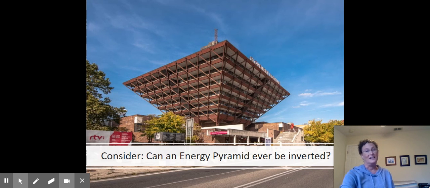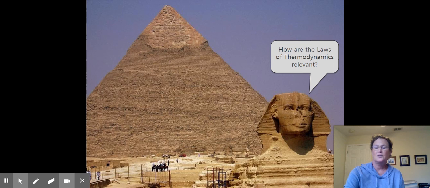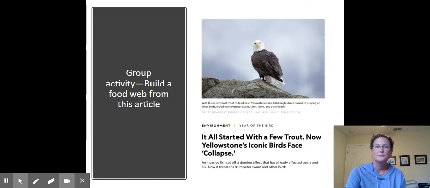Okay, so can an energy pyramid ever be inverted? No. Like, how'd they even build that thing? So because the laws of thermodynamics, you've got to have the biggest at the bottom. Otherwise, it just breaks the law of thermodynamics. You can't break physical laws.